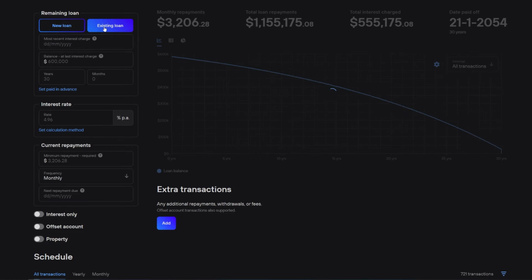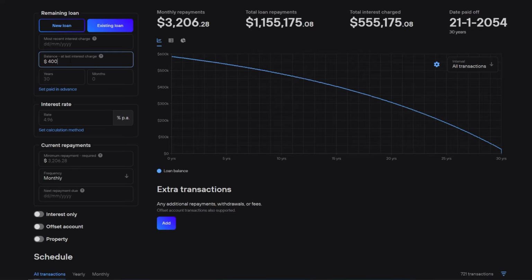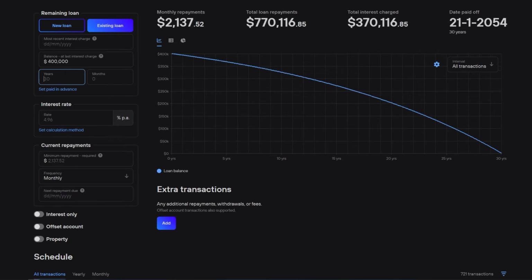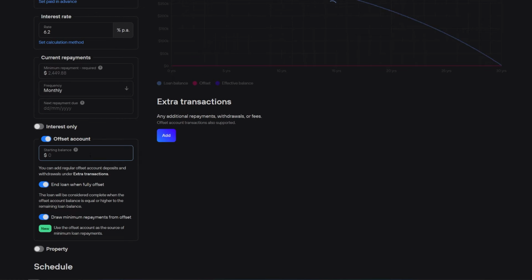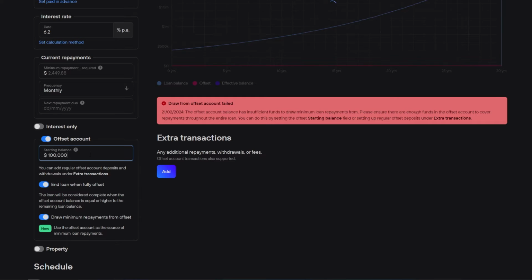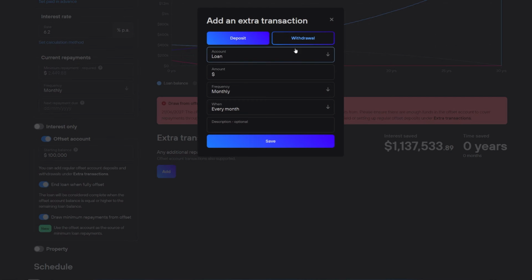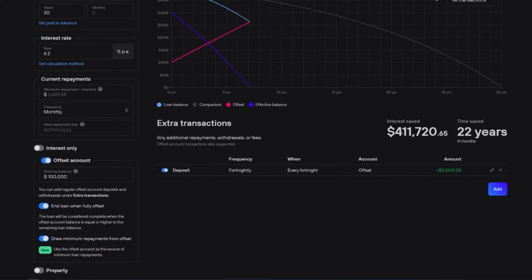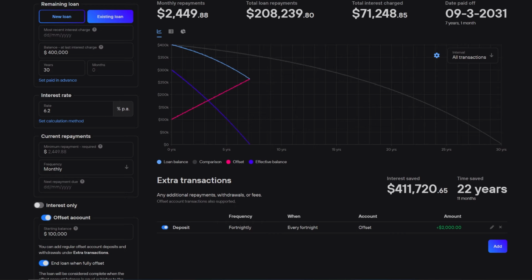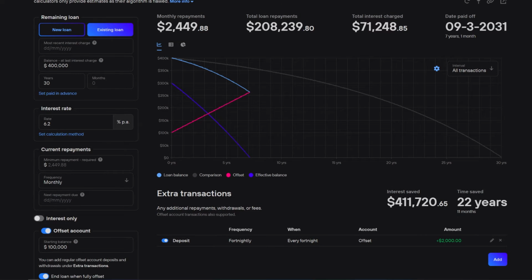Okay, next example. Let's take a look at an existing loan just for fun. Let's set it to $400,000 at a rate of 6.2% as well. Let's say we have an offset account where the minimum repayments come out of and we have a starting balance of $100,000 in there. Let's also say that we are putting $2,000 a fortnight into that account, which could be representing part of a salary. And let's also take the minimum repayments from the offset account. So it looks like we are paying the debt off relatively quickly in this instance.